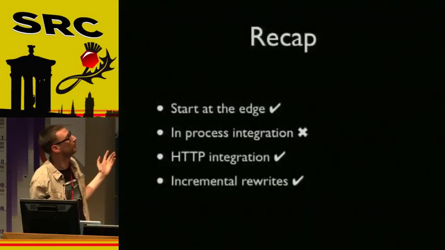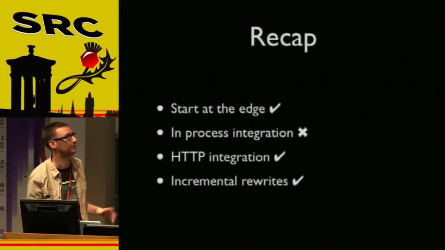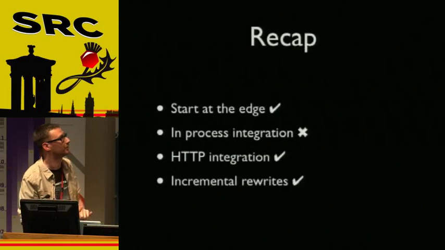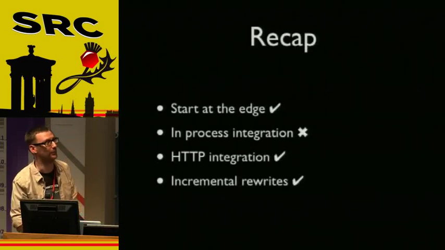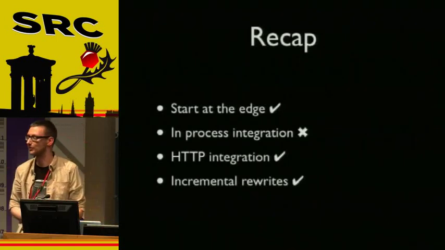So to sum up, starting at the edge worked for us. In-process integration was really painful. You might get on better, but we didn't. HTTP integration was great. And doing things incrementally was a win because we didn't have people complaining that we weren't delivering anything visible. So yeah, that's me. Any questions?